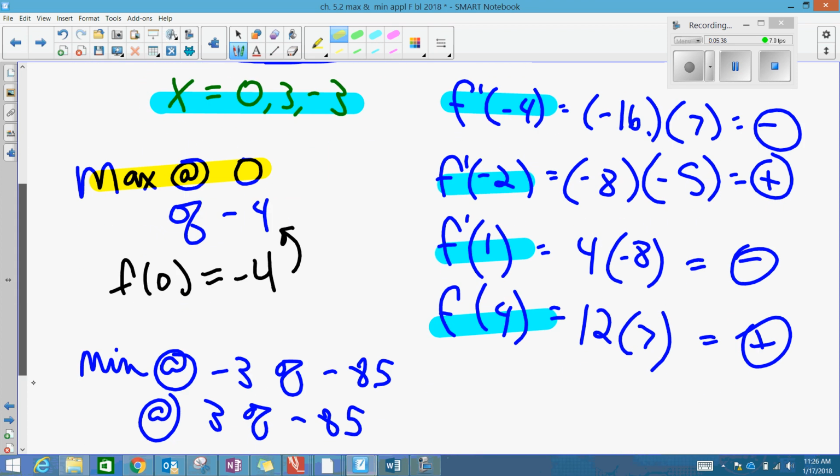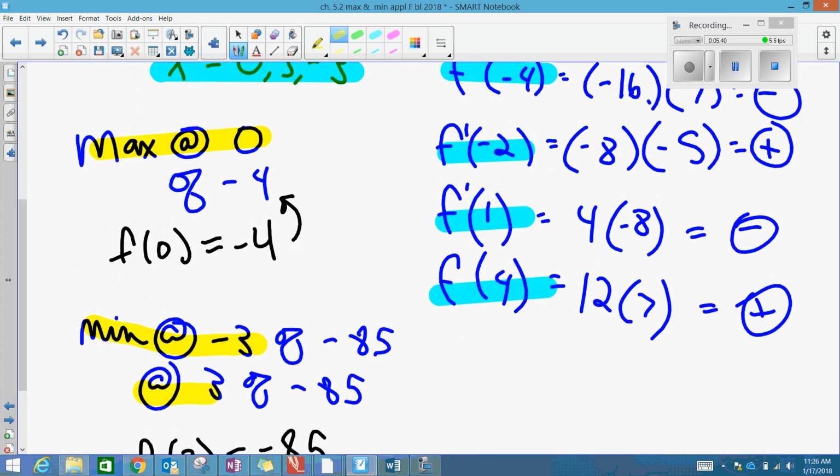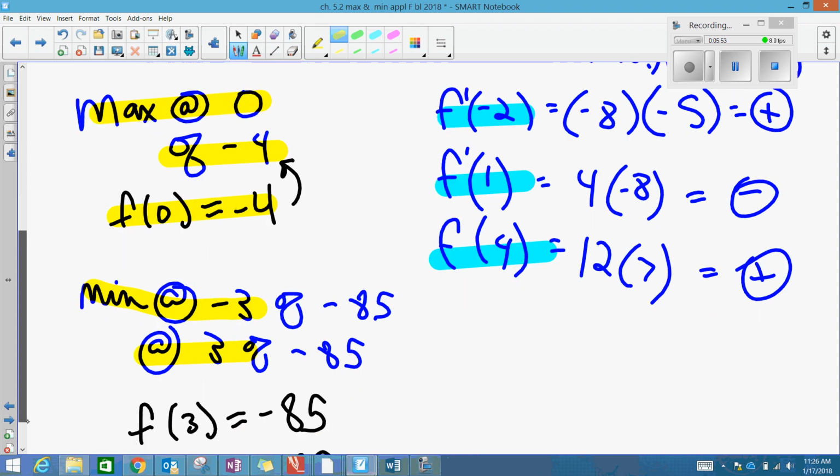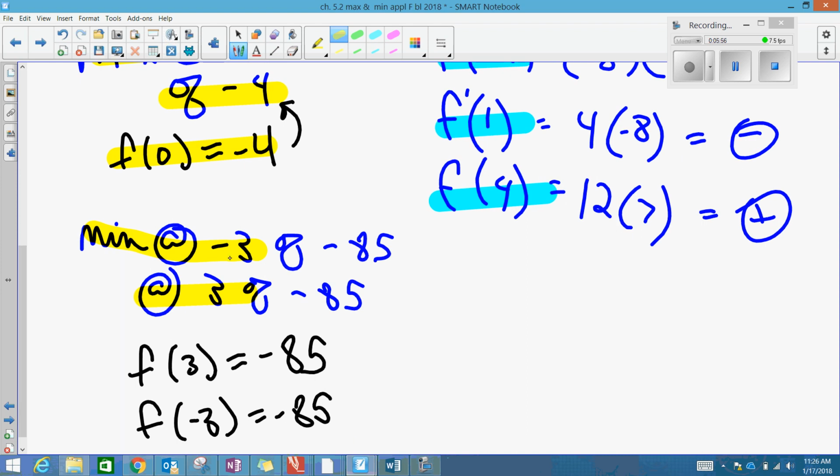And we have a min at 3 and negative 3. Now to find out what the actual max is at 0, we plug it into the original. So f of 0 equals negative 4. So we have a max at 0 of negative 4. We have mins at negative 3 and 3. We plug those both into the original equation and make it negative 85. So our min is at 3 of negative 85 and at negative 3 of negative 85.